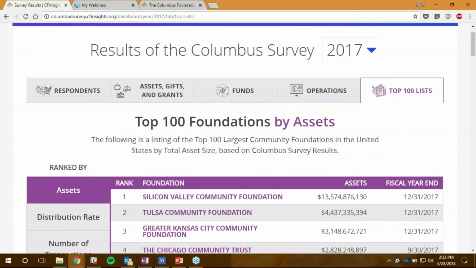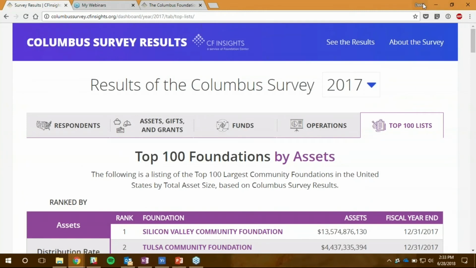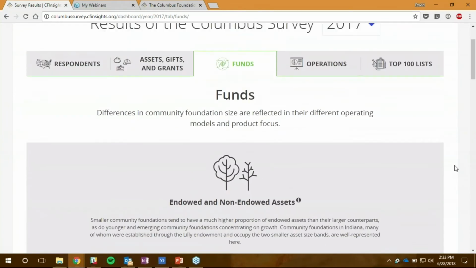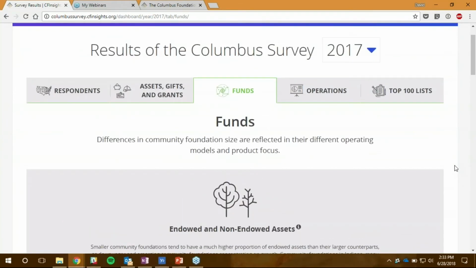The other functionality, there are 2 more pieces of functionality. I don't want to forget this. So if I go to one of these pages, it would work on the top 100 list as well, but it's less exciting to demonstrate there. We made the Columbus survey results dashboard much more printer friendly. It technically worked last year, but the formatting was very unkind to printing.